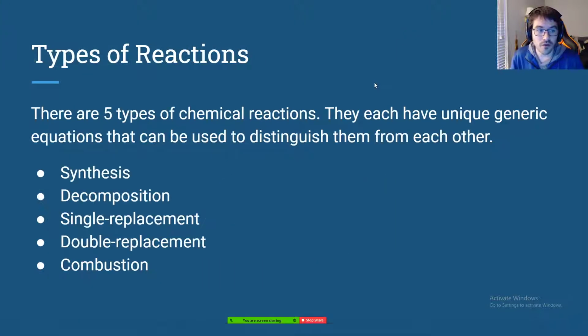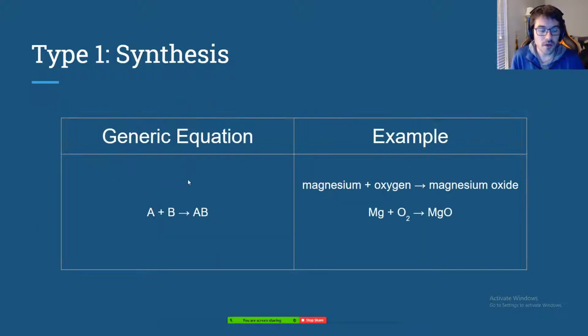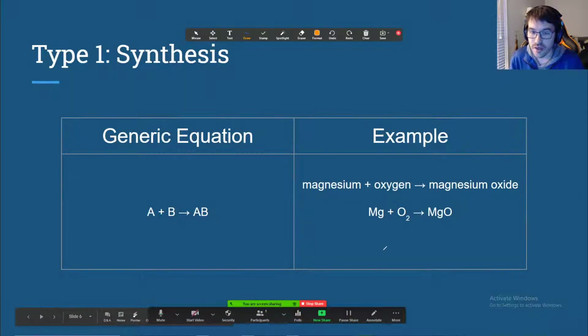Now, like I said, there are lots of different types of reactions. We're going to be looking at 5 different types. There's more than 5 types, but we're going to try to keep it a little bit on the simple side. And so we're just going to look at 5 types of reactions, okay? And you're going to learn how to identify those different types or how to classify reactions as one of these 5 types, all right? So the first type of reaction is called a synthesis reaction.